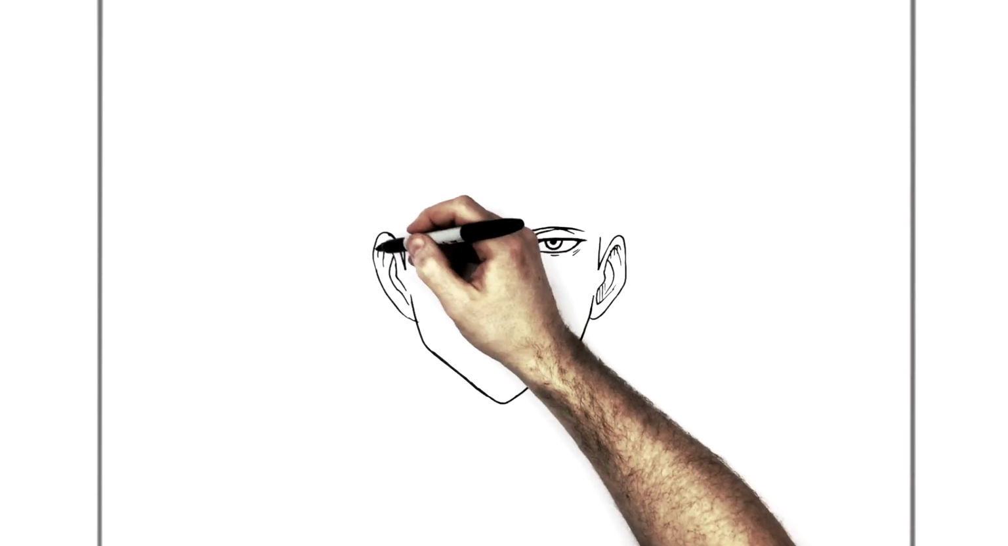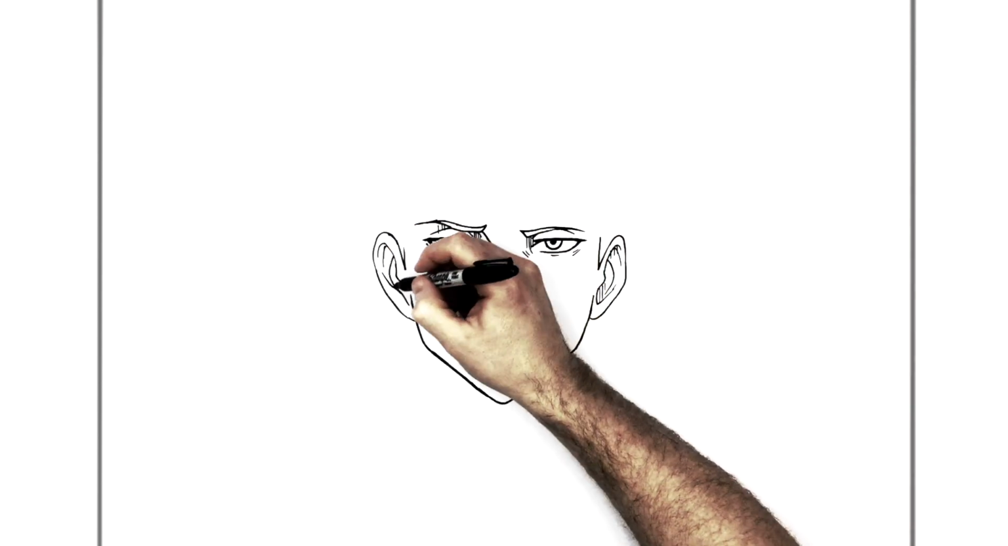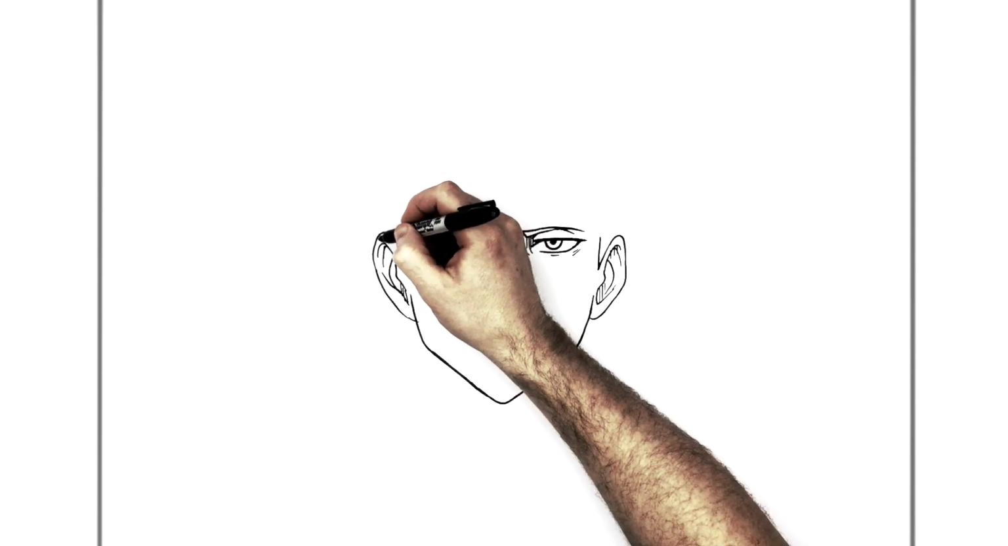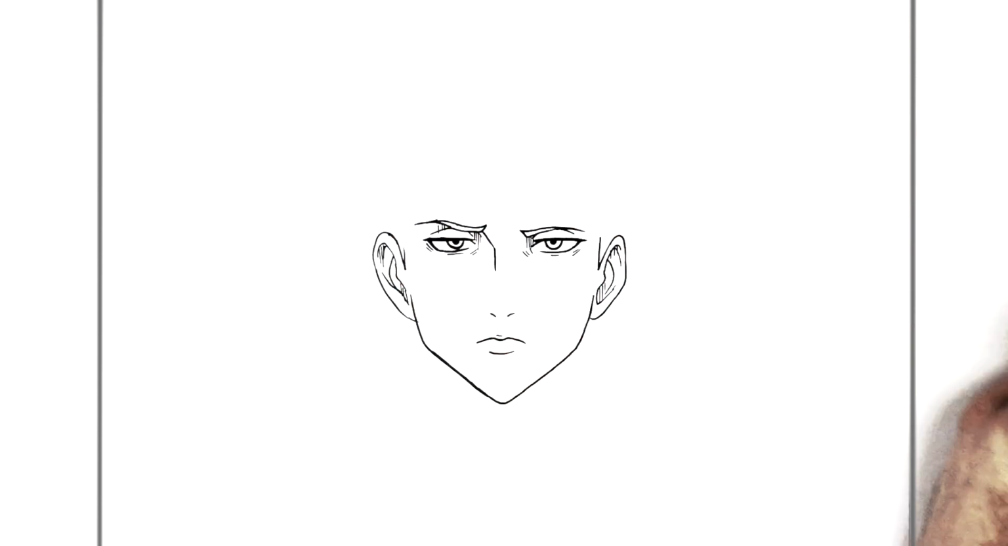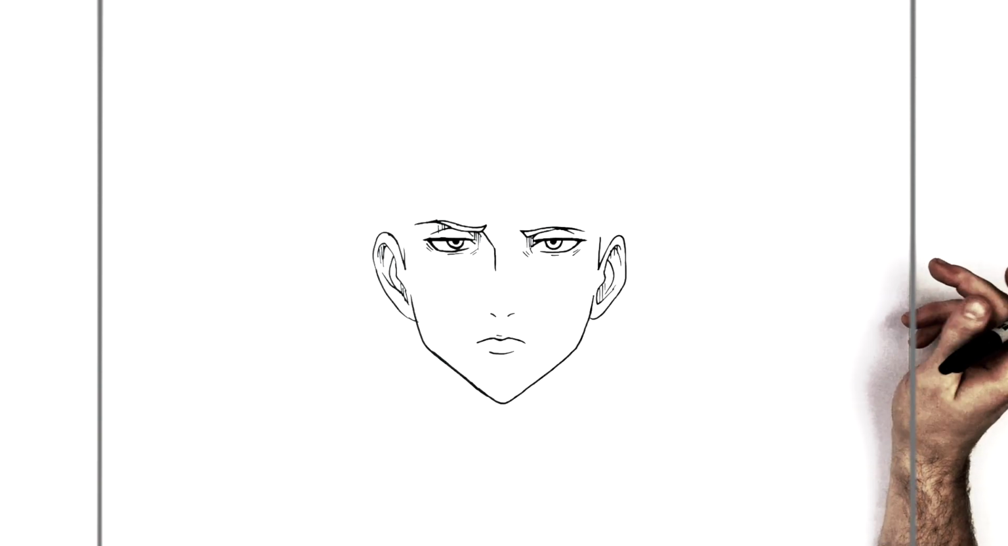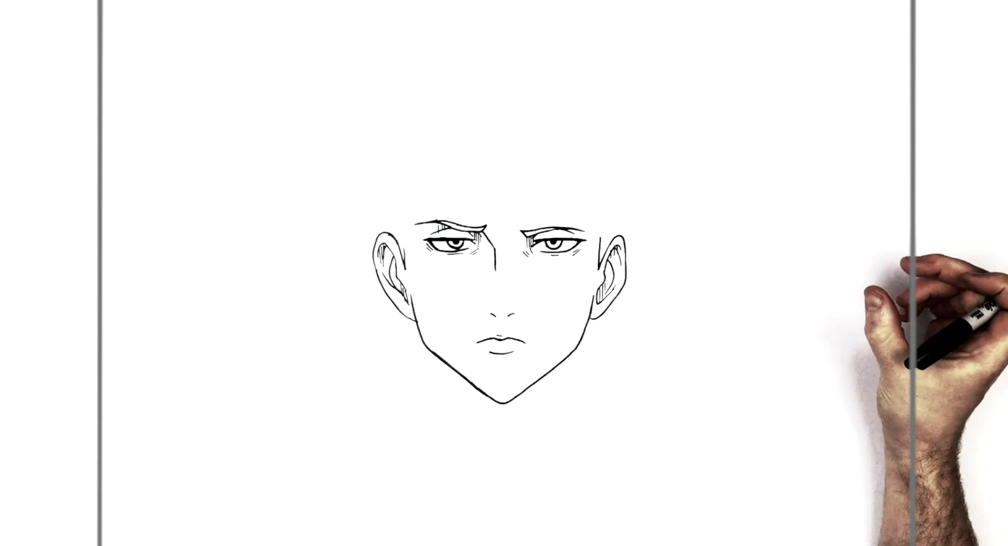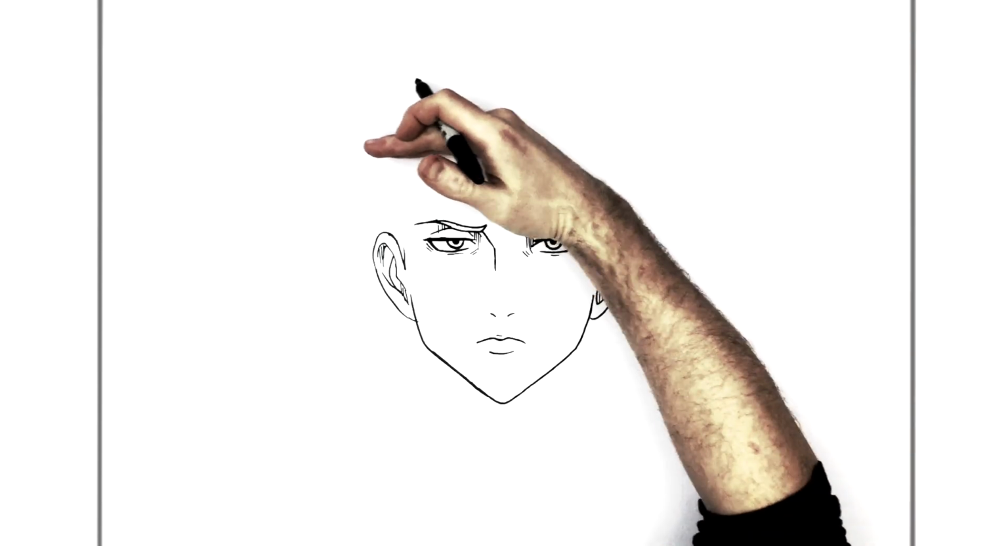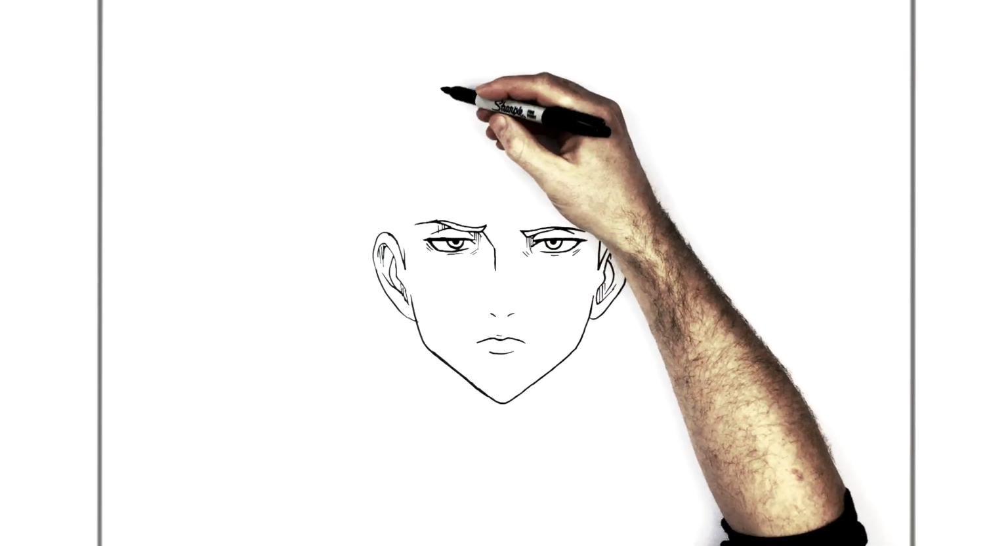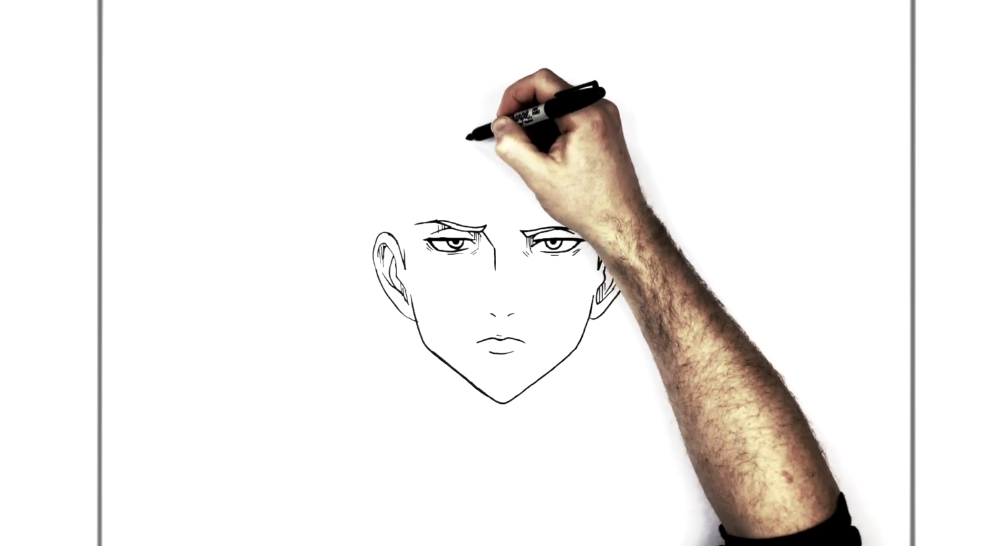Like so. Like this. Right, Levi's hair. So he's got a fringe, right? And it goes up to a sort of part in his hair that's here above this eye.